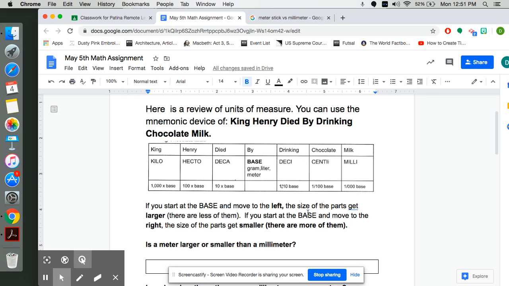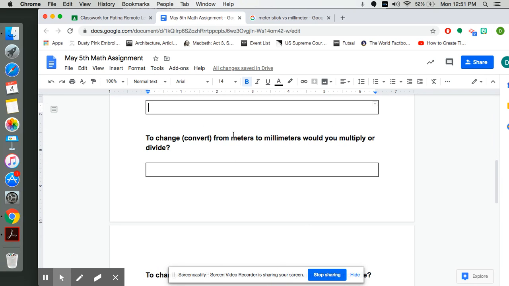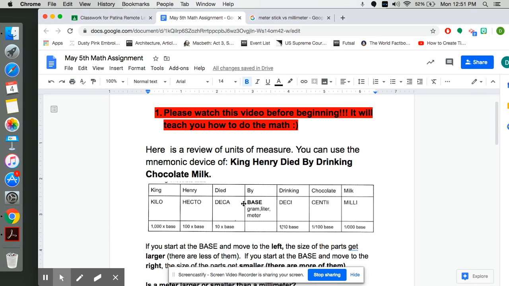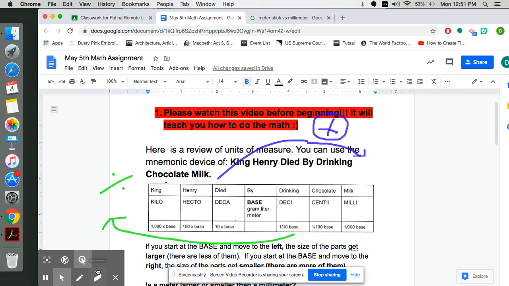So I want you to think about if you're going from a bigger unit to a smaller unit. If I'm starting with my big units and I'm going smaller, I'm going to have to multiply. If I'm moving to the right on this table, trying to figure out how many small units there are, I'm always going to multiply. If I'm going to the left and I want to figure out how many big units there are in these small units, I'm going to have to divide. So use this table often as we go throughout this because it's really going to help you out as we go forward.